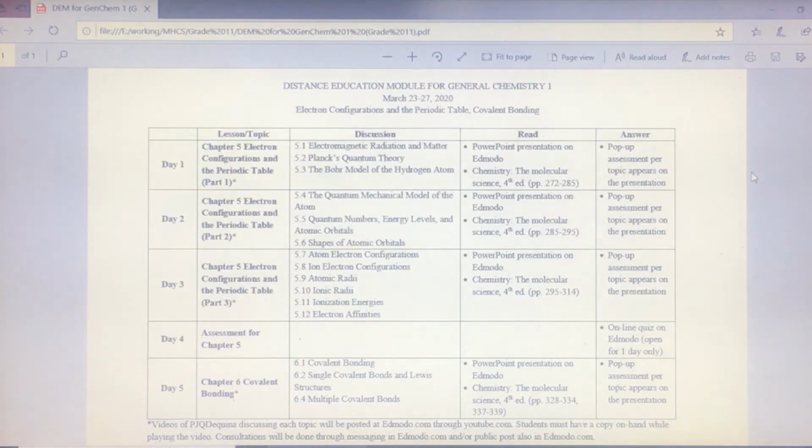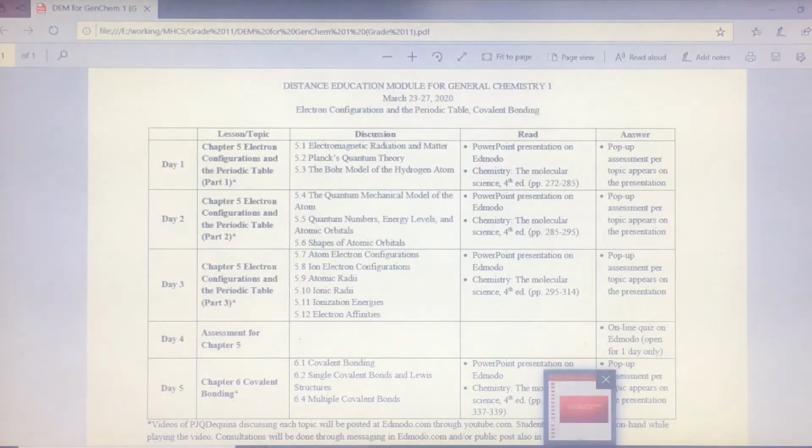Okay, I hope you also have the PowerPoint presentation that I uploaded in Edmodo, so that if you need to zoom in, or if you cannot see the video clearly, you may consider reading your PowerPoint presentations.